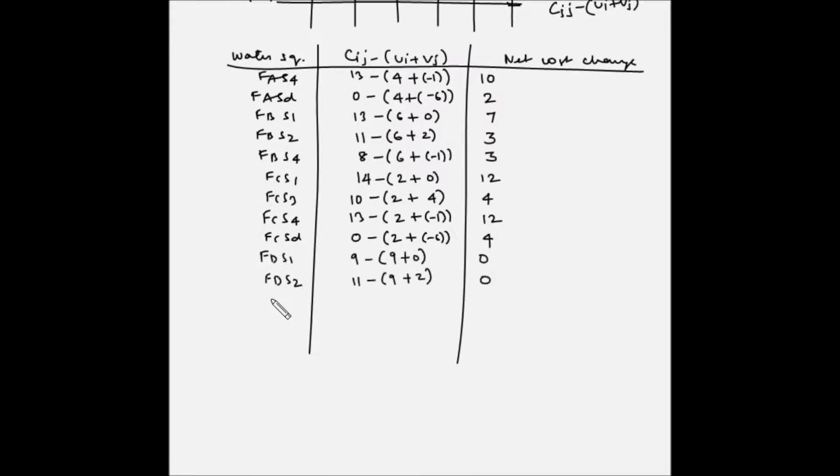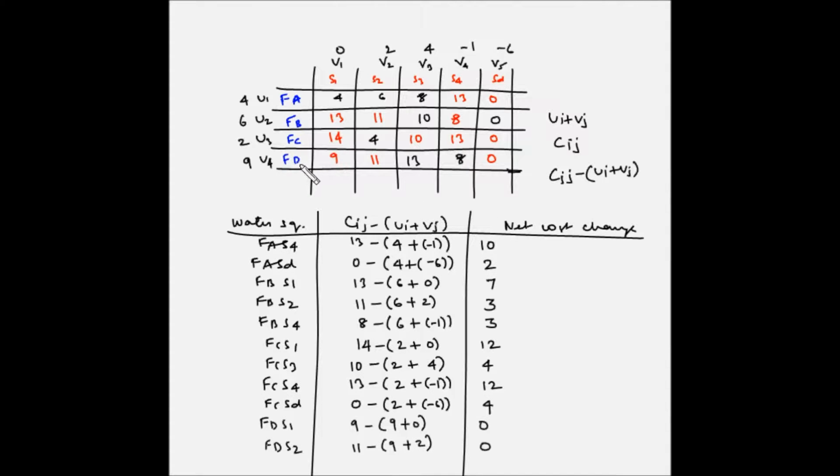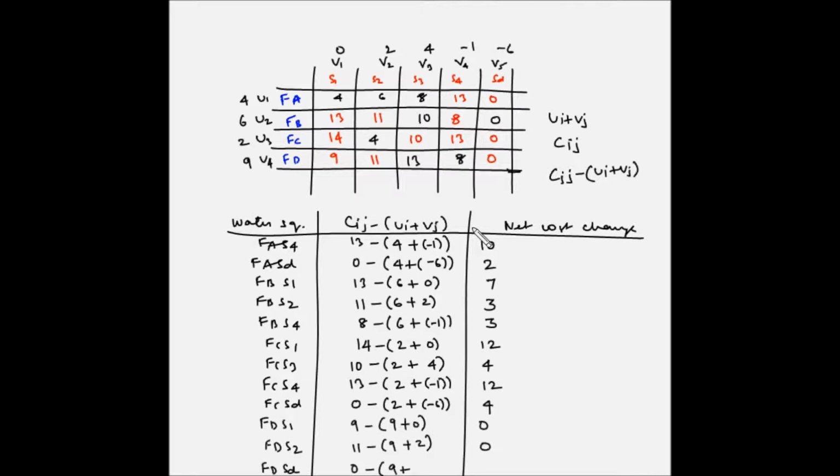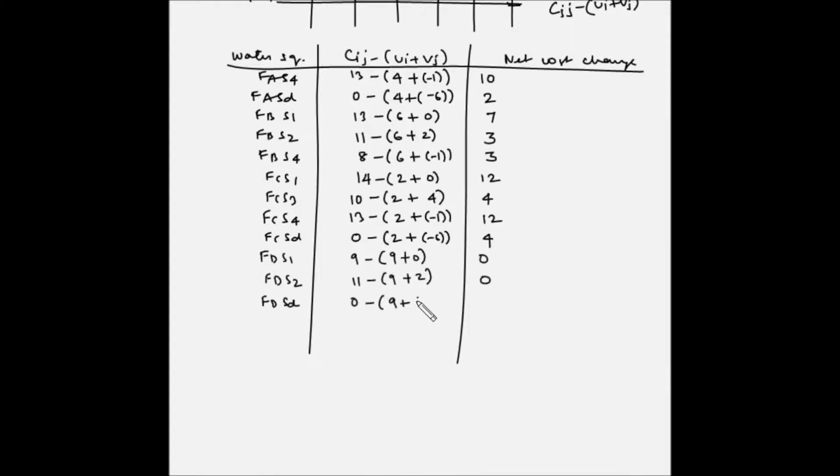And the last water square is F-D-SD. So F-D-SD, cij is 0, ui is 9, and vj is minus 6.